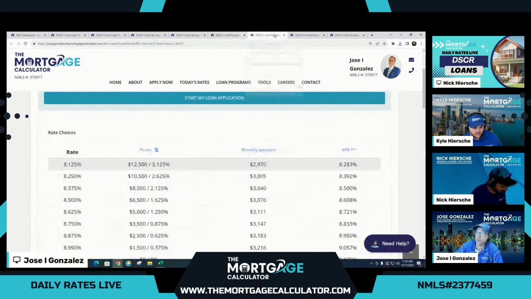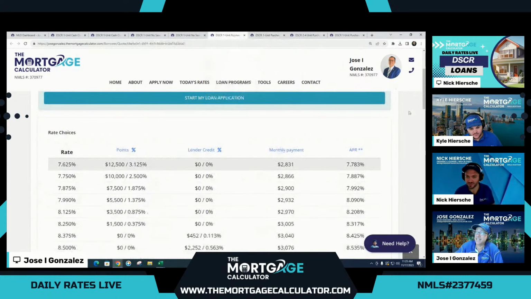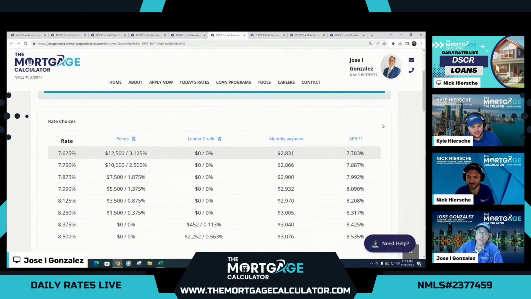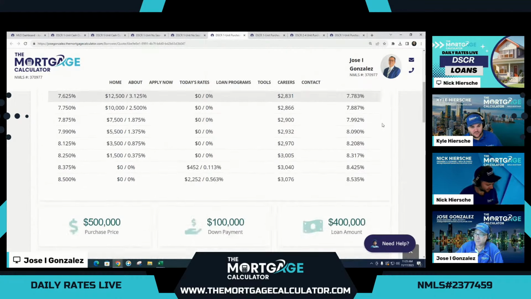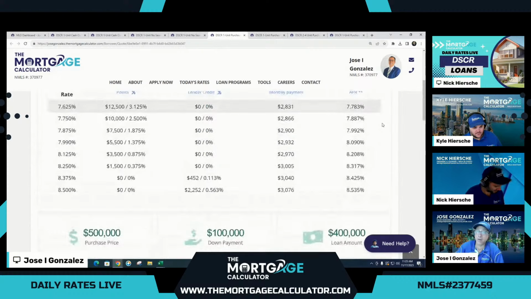So if we look over here, it's 8.125 with the 3 year, and it is 7.625 with the 5 year. And just to let you all know, my purchase price I'm using is $500,000. I just had a question pop up there on our purchase price.